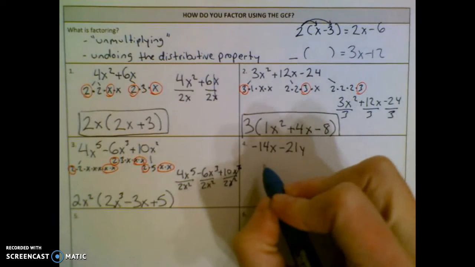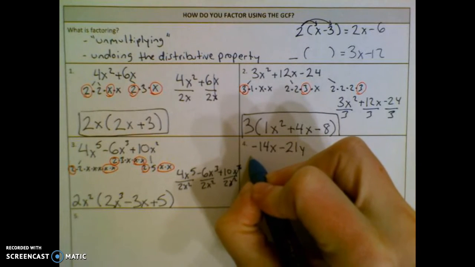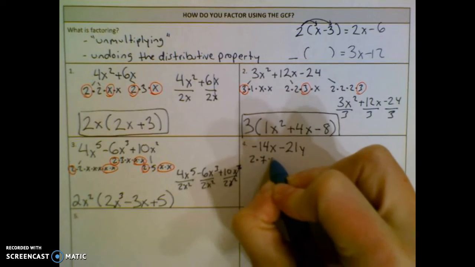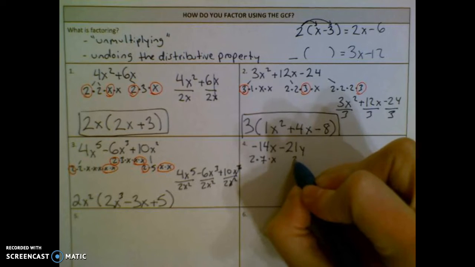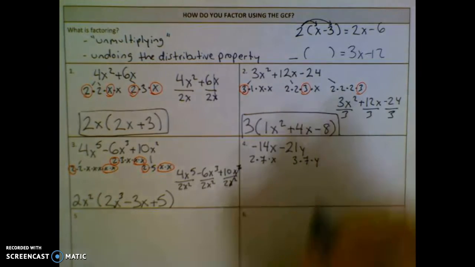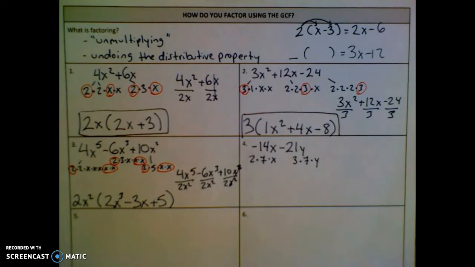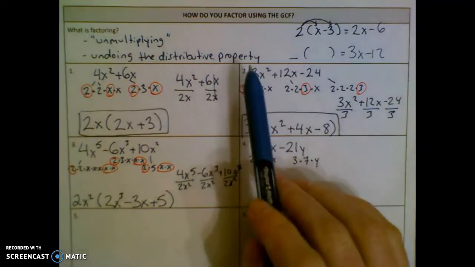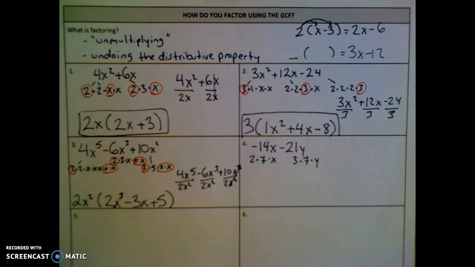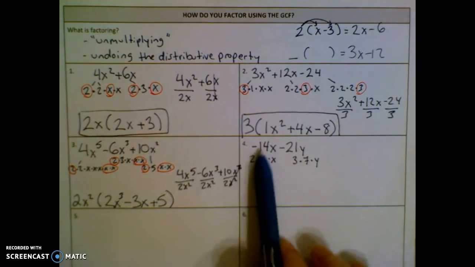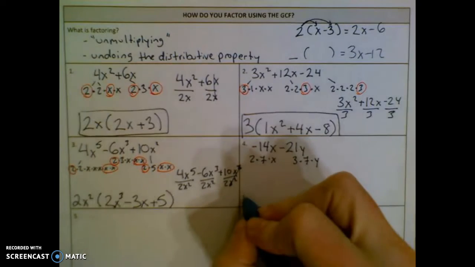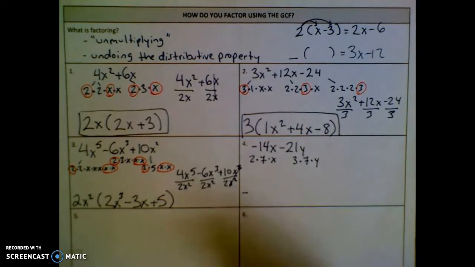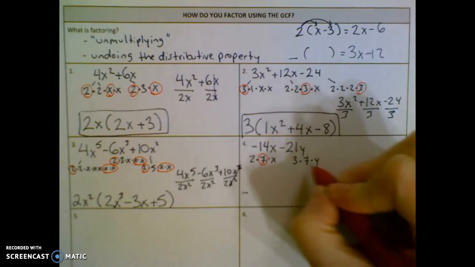The factors of negative 14 is a 2 times a 7 times x, and we'll talk about that negative in 1 second. 21 is 3 times 7 times y. All right, so all the ones we've done so far have all had a leading coefficient of a positive integer. We do not want to have a negative out front. So if you ever have a negative out front, we're going to automatically factor out a negative and then take care of that GCF. Well, GCF in this case is just 7.